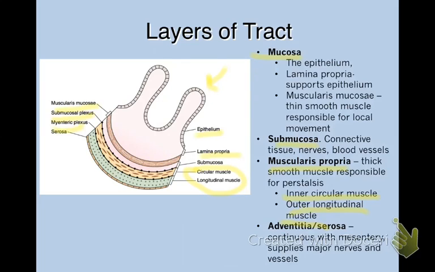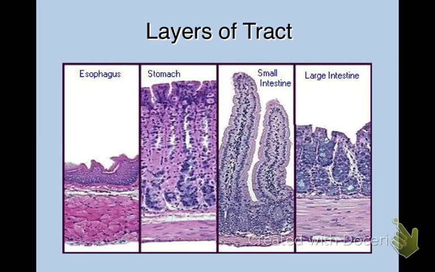Then the outer layer is called the serosa or adventitia. It's continuous with the mesentery and also has major nerves and vessels. From what I was reading, it sounds like the adventitia or serosa changes names as it goes through the tract. So that's something that I hope we'll get to explore, hopefully this unit. And then I included a small histological slide here just to give you a flavor of the variety in which the digestive tract produces, although each of these contains the four layers that we were talking about.